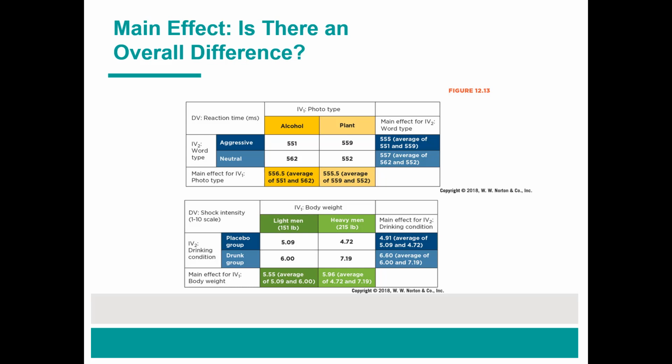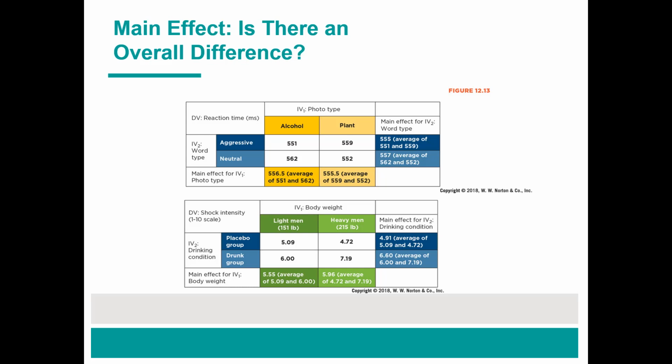Main effects may or may not be statistically significant. Although researchers use marginal means to look for main effects, they use statistics to find out if the differences are statistically significant. The bottom table is from a study on aggression in drunk and sober men. The marginal means revealed a statistically significant main effect for drinking condition, men in the drunk condition were more aggressive than men in the placebo condition, and a statistically significant main effect for body weight. Heavy men were more aggressive than light men.